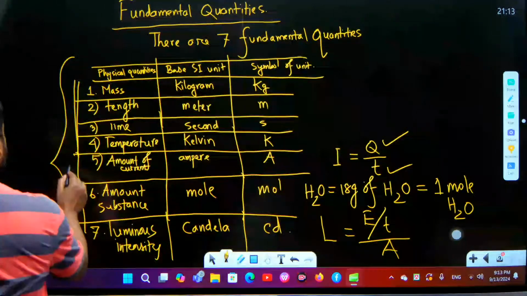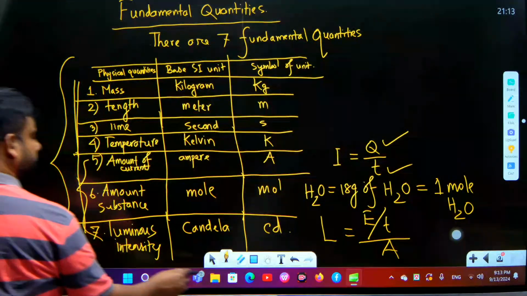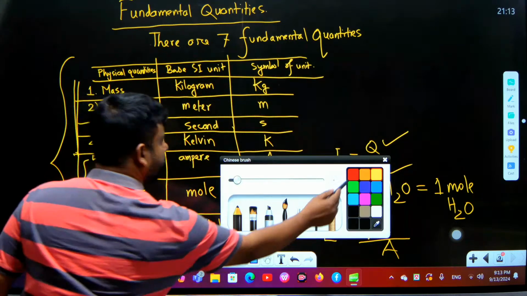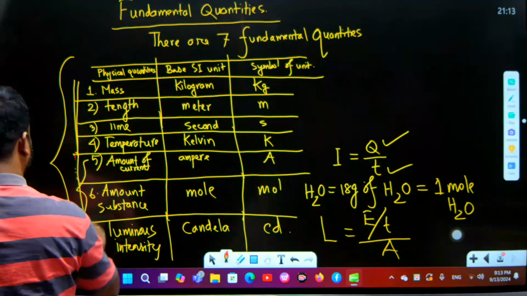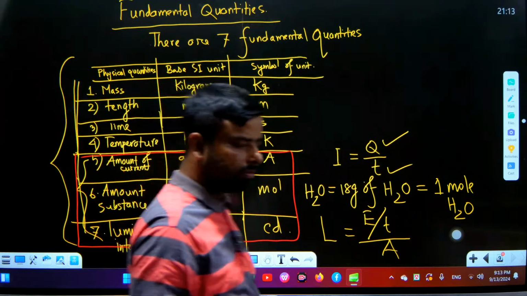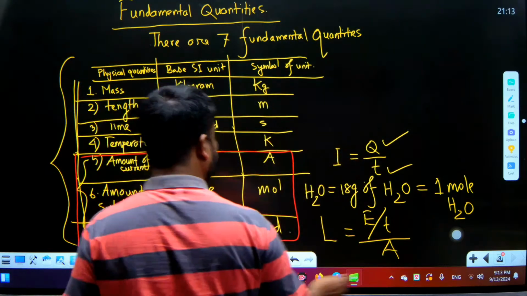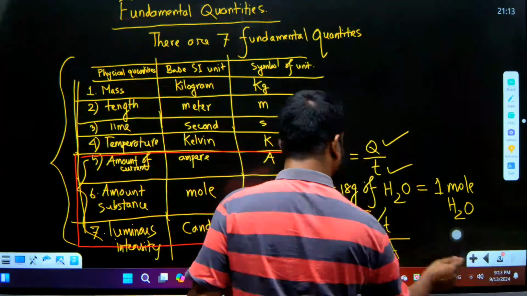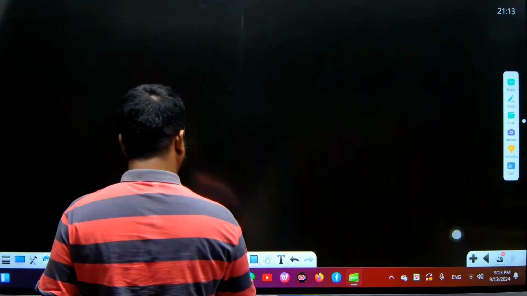We call this a convention, though it is wrong. So these are not truly fundamental quantities. These 3 are not truly fundamental quantities, but we follow this. Now, derived quantities.